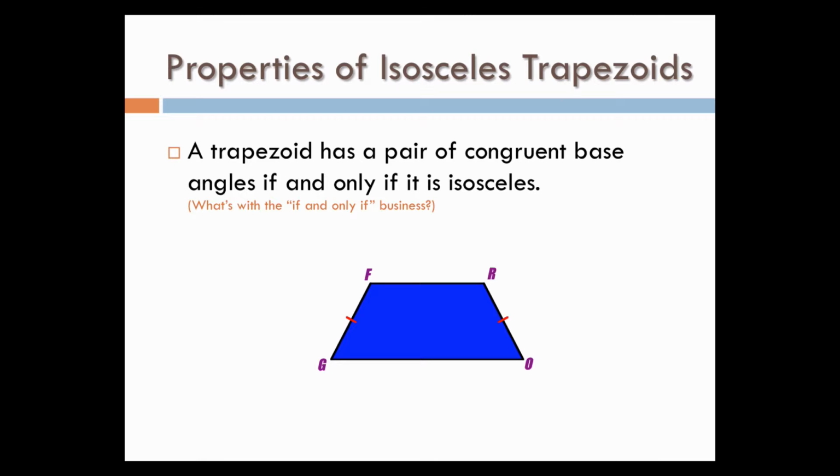Okay, so a trapezoid has a pair of congruent base angles if and only if it's isosceles. Remember, the if and only if statement means it's reversible. So if it's isosceles, the base angles are congruent. If the base angles in a trapezoid are congruent, then it's isosceles, and we can switch back and forth between the two because it's an if and only if. The diagonals are congruent also.